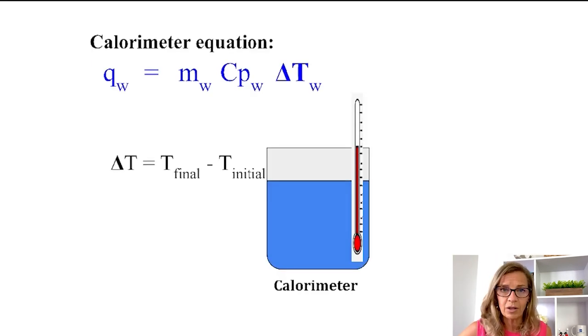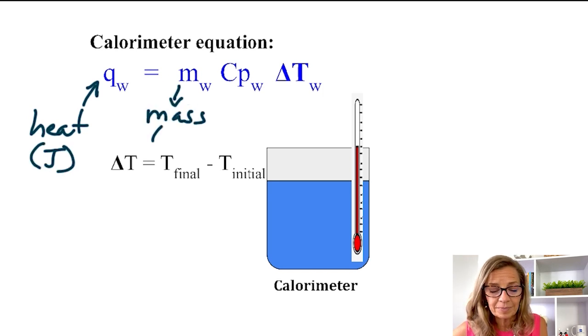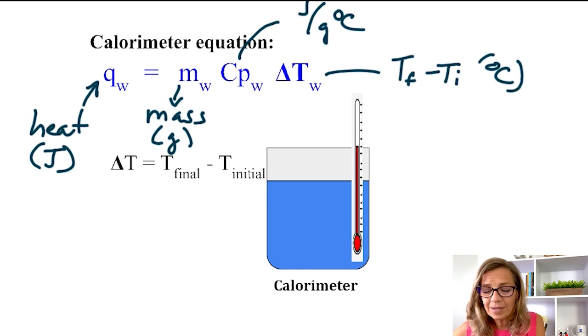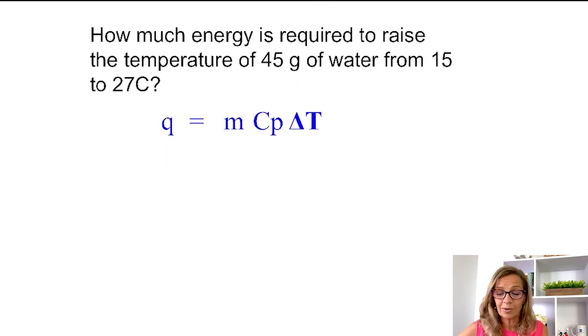This is what we call the calorimeter equation. Let me define the terms and then we'll work a problem. So Q is the heat it takes in joules. M is the mass of the water, and that would be in grams. Specific heat we just saw, that is in joules per gram degrees C. And then temperature, delta T, is T final minus T initial, and that would be in degrees C. Okay, so temperature change, how much heat is related to the mass of water that you have.